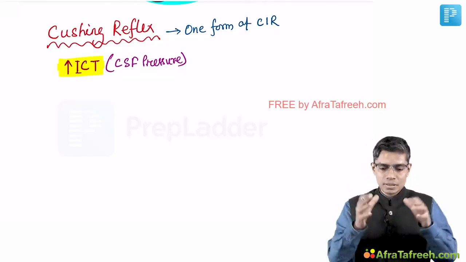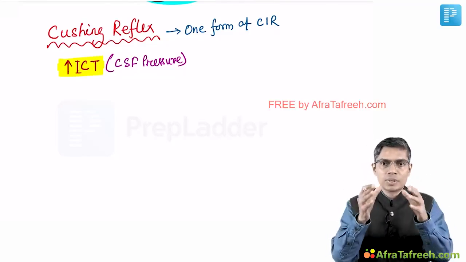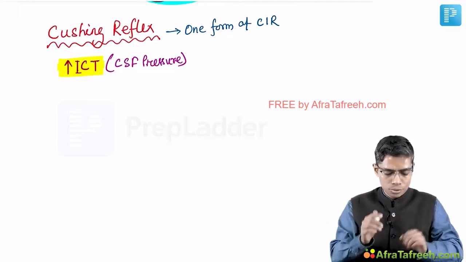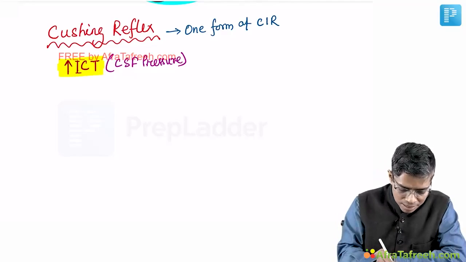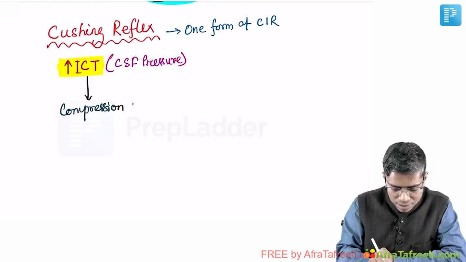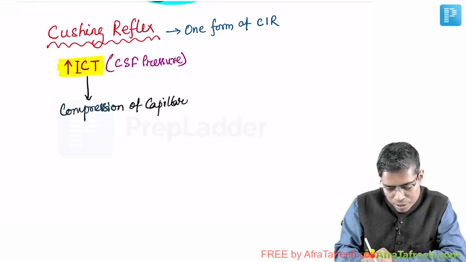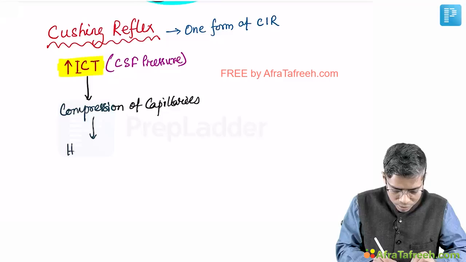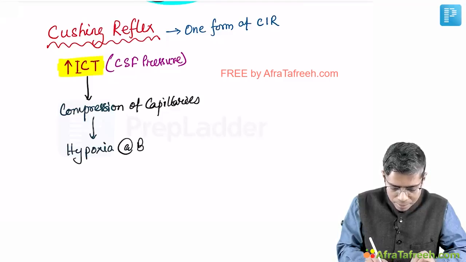So what will happen? There will be compression of the brain and compression of the capillaries, means blood and brain, the other two parts, will be compressed. So I can write down like this, that increased ICT means there will be compression on the brain as well as on the smaller capillaries present at the level of the brain. Now whenever there is compression of the capillaries, what is going to happen? There will be creation of hypoxia at the level of the brain.